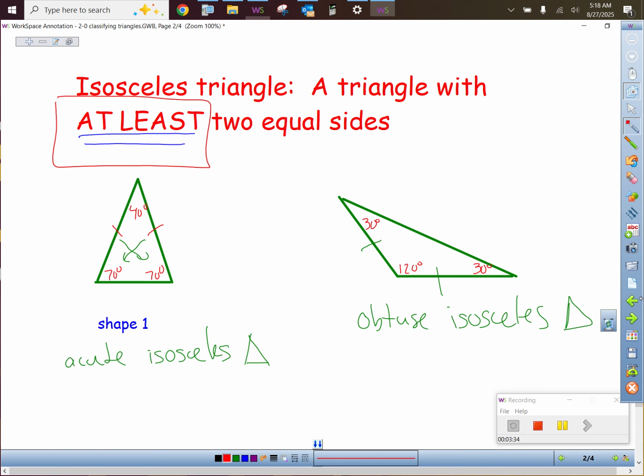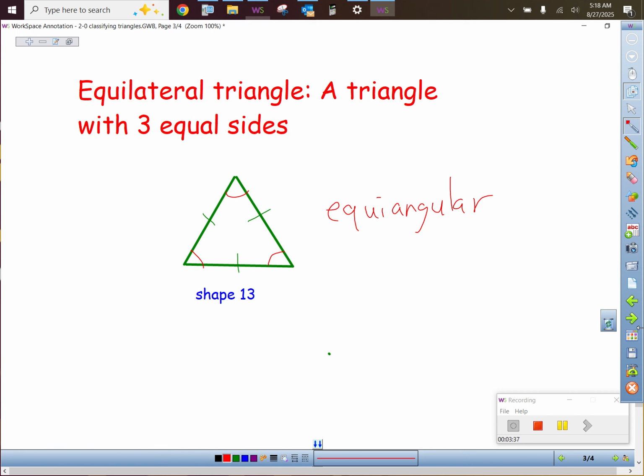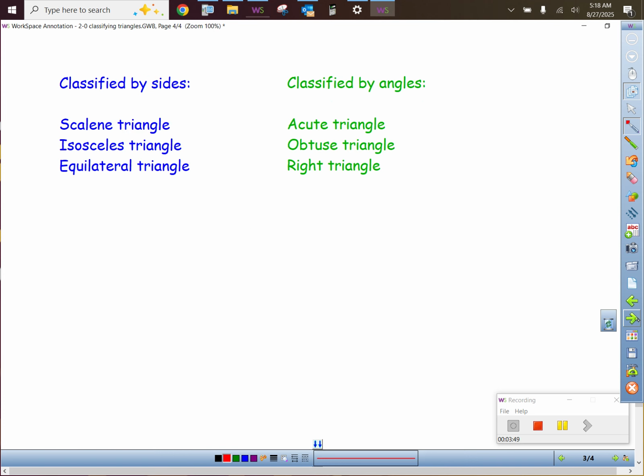Back here you could tell that all the angles were not the same. This is not an equiangular triangle. The only kind of triangle that would be equiangular is equilateral. And fancy, lateral means sides, so equilateral, equiangular. Right? So there it is in a nutshell.